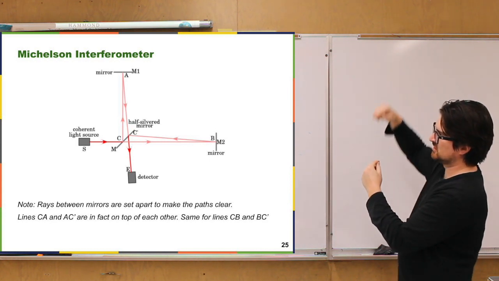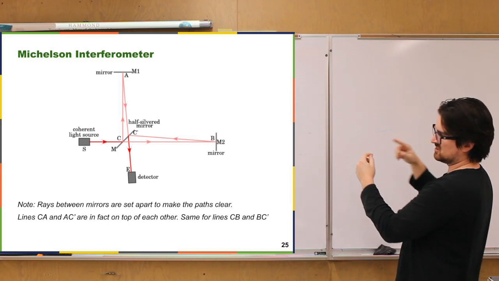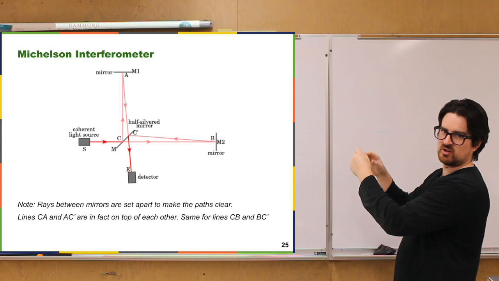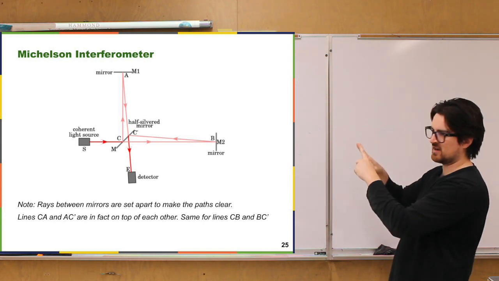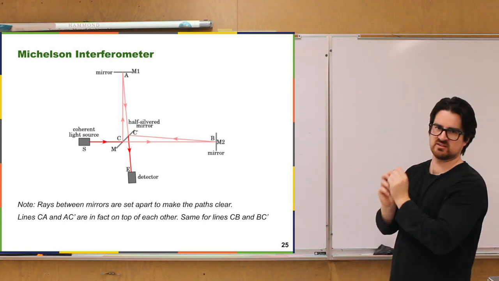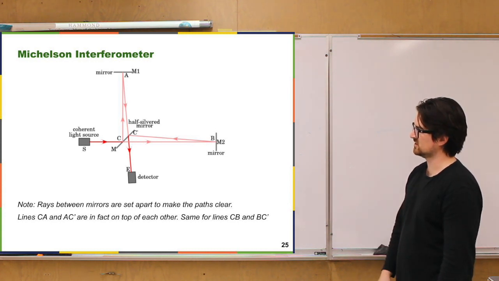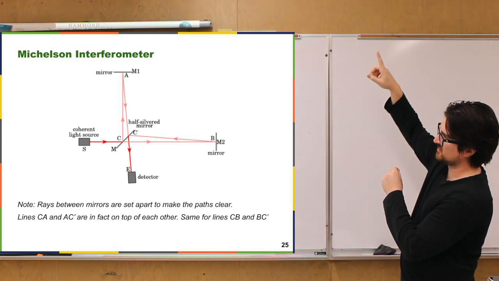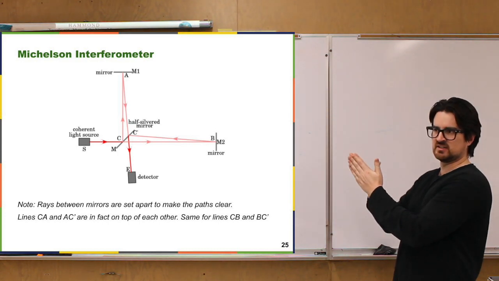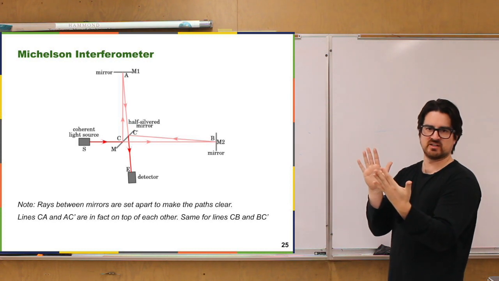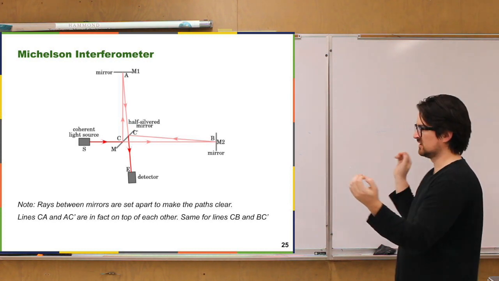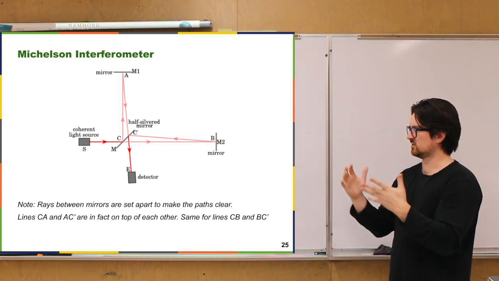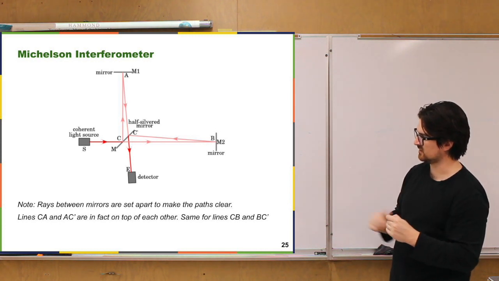So if the distance to mirror 1 is the same as the distance to mirror 2, then when they come back, they will have all gone through the same amount of wavelengths. They'll meet back up again, they'll be in phase, and you'll get bright light at the detector. If the difference between that path to M1 and the path to M2 differ by half a wavelength, or any multiple of half a wavelength, then when the light comes back, they're going to be completely out of phase, and you'll get destructive interference. You'll get dark. You won't get any light at the detector.